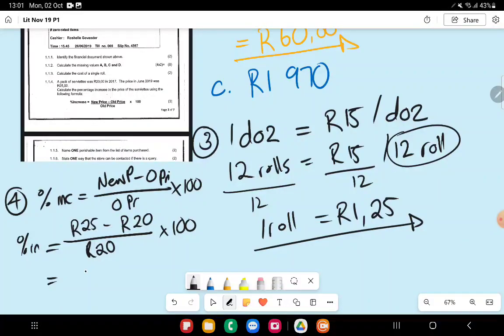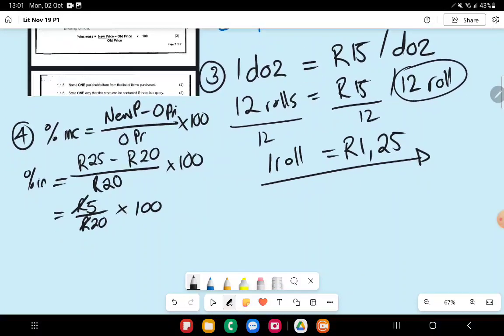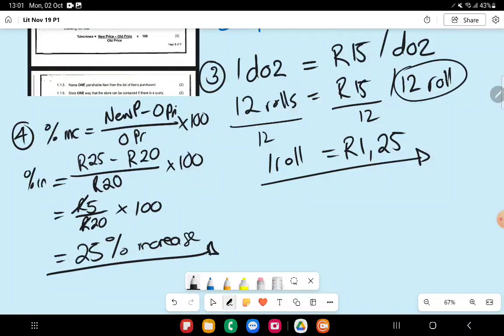25 minus 20 is 5. So I've got 5 Rand over 20 Rand times 100. My rands cancel out. So 5 over 20 times 100 gives me an amount of 25% increase. If it was a decrease, this would be a negative number. So there's an increase in price of 25%.